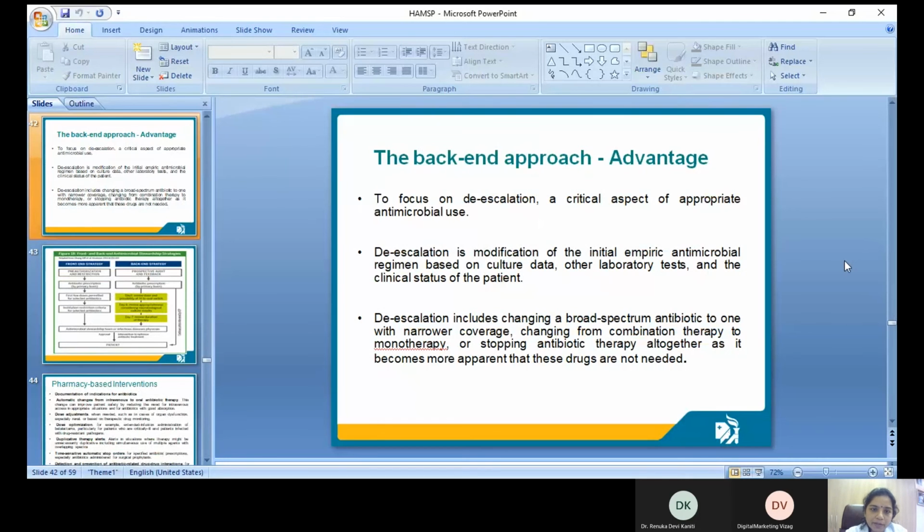The back-end approach advantages: the focus is especially on de-escalation, a critical aspect of antimicrobial use. De-escalation is modification of the initial empirical antimicrobial regimen based on culture data, other laboratory tests, and clinical status of the patient. And de-escalation includes changing a broad-spectrum antibiotic to one with narrow coverage, changing from combined therapy to monotherapy, or stopping antimicrobial therapy altogether as it becomes more apparent these drugs are not needed.